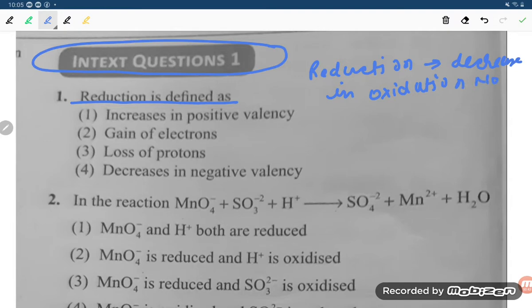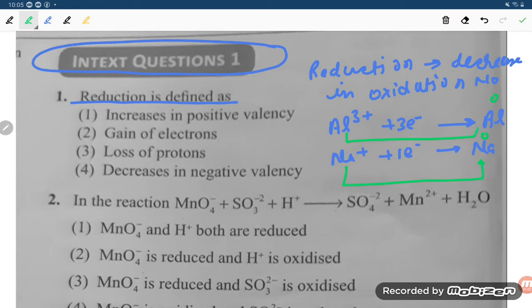Suppose we have Al3+, and if you add 3 electrons, it will convert into aluminum. If you have Na+ and you add 1 electron, what will it become, student? Na. And here if you see, the charge becomes 0, from plus 1 to 0, and plus 3 to 0. So this is what decrease in oxidation number means.